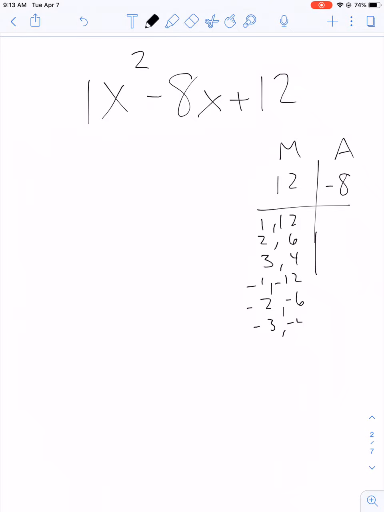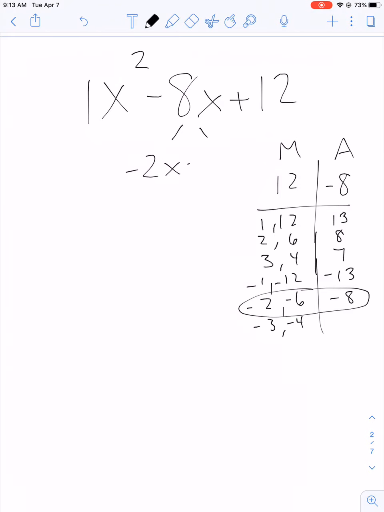Negative 3, negative 4. Now, some of you will know right away without having to do all this extra work what works. Some of you won't. That's okay. Just start adding these together. 13, 8, 7, negative 13, negative 8. Oh, there it is. All right, we're done. We don't need to do the last one. We found the ones that worked. So we break this down.